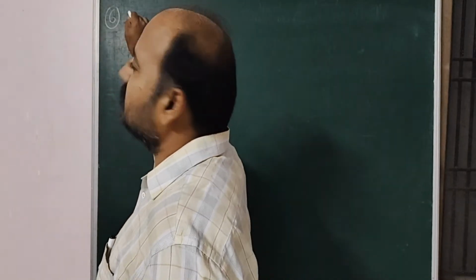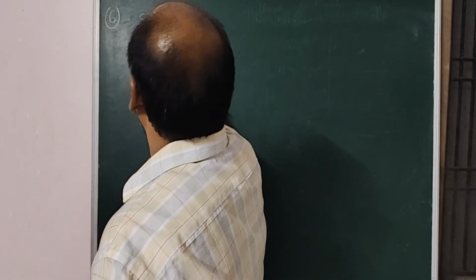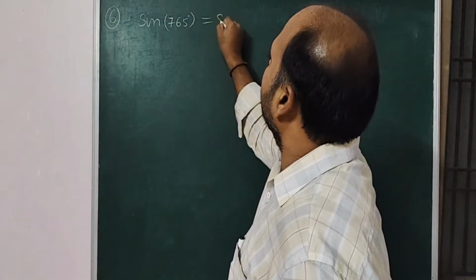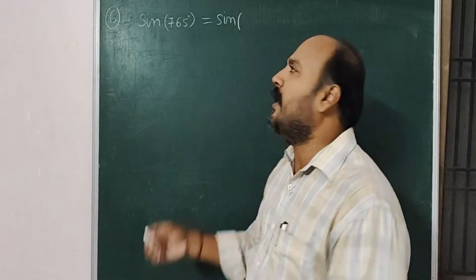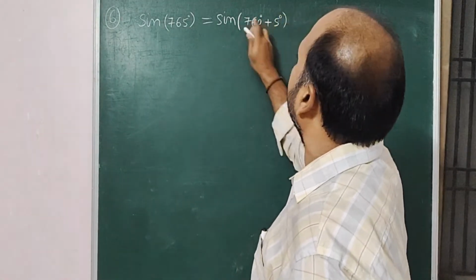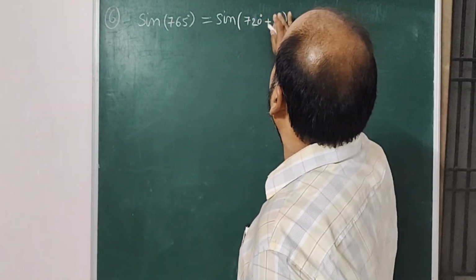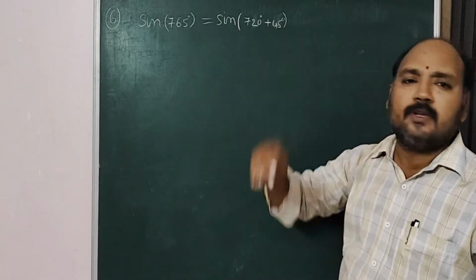Next, question number 6. In the trigonometry, sin 765 degrees. See, dear students, how to write sin of 765 in multiples of 360. This can be done as 720 plus 45 degrees. Is it possible to write or not? 765 is 720 plus 45.